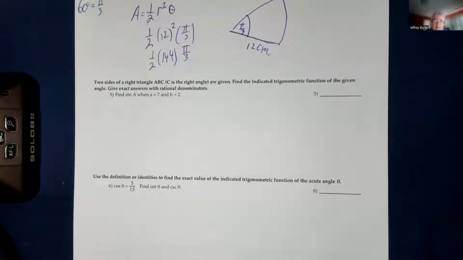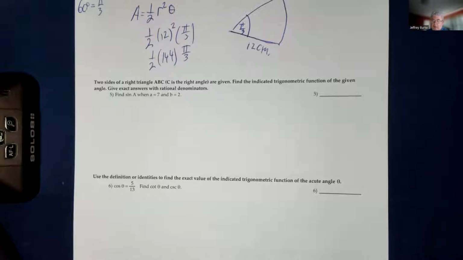So, two sides of a right triangle ABC, where C is the right angle, are given. Find the indicated trigonometric functions of the given angles. Give exact answers with rational denominators. Very important. Find the sine of A where A is equal to 7 and B is equal to 2.